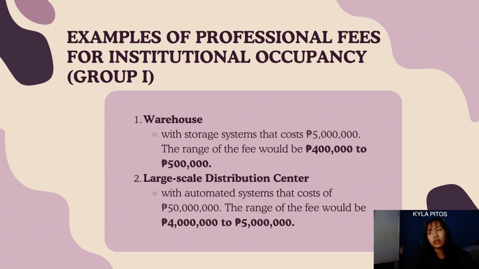Examples under this SPP document 208 are, again, the warehouse. It has a storage system that costs around 5 million, and the range of the fee would be around 400,000 to 500,000. And the second one is the large-scale distribution system, which has an automated system that costs around 50 million, and the range of the fee would be around 4 to 5 million.